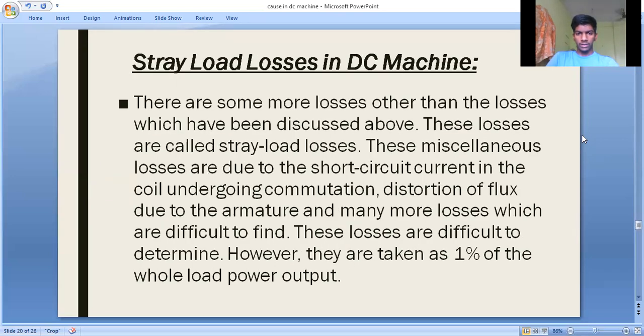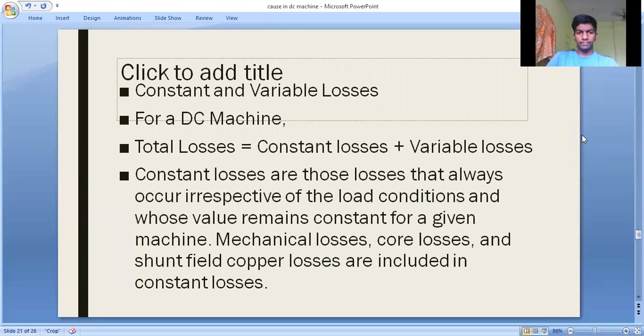Stray load losses in DC machine. There are some more losses other than the losses which have been discussed above. These losses are called stray load losses. These losses are due to the short circuit current in the coil undergoing commutation, distortion of flux due to armature reaction, and many more losses which are difficult to find. These losses are difficult to determine directly; however, they are taken as 1% of the full load output.